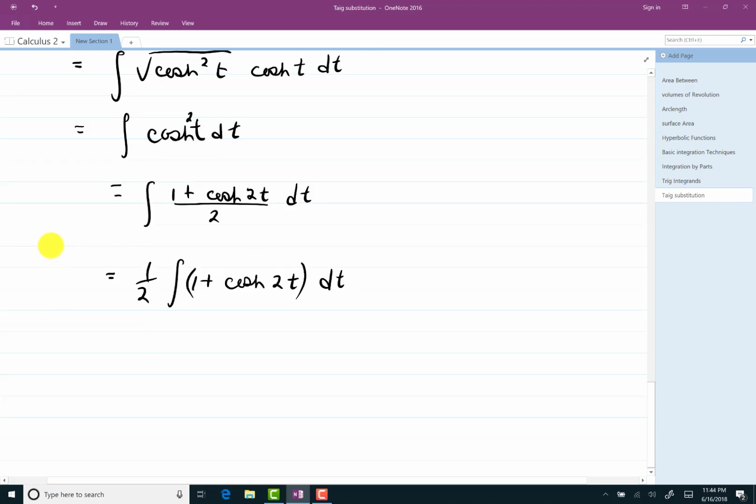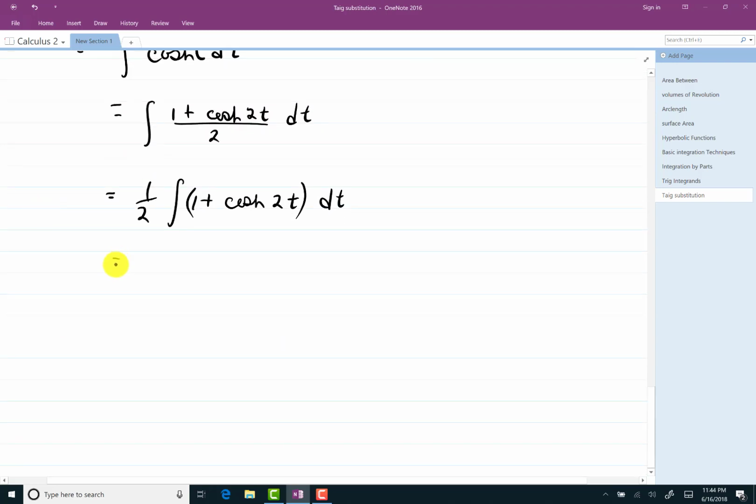And I'll go ahead and rewrite it as 1/2 times the integral of 1, which is t, plus, now remember this one, the antiderivative of cosh is a hyperbolic sine. Now because of this 2t, you're going to end up getting a 1/2 hyperbolic sine, but then there's a 1/2 here, which will make it a 1/4 hyperbolic sine of 2t.